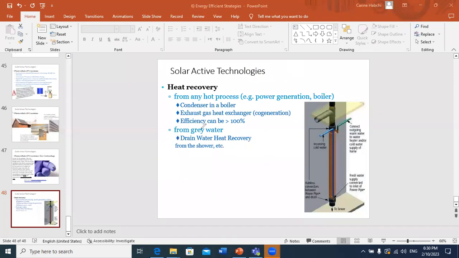Heat recovery is very important because it allows you to use waste energy in a useful form, and therefore you can reduce your energy consumption a lot. You can also use heat recovery from gray water, so drain water, called drain water heat recovery, from the shower, etc. The heat recovery concept is very important because it can lead to a very high increase in the efficiency of a system, and this is very important on the economic level.